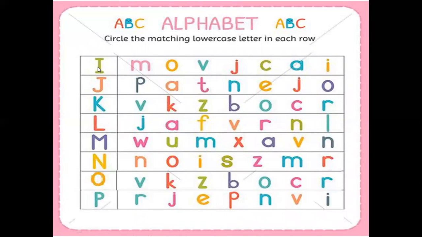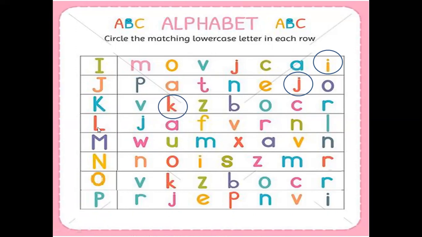I. Find out the I's. Small I, lowercase I. Where is the lowercase I? Here is the lowercase I. Now J, where is letter J? Here is letter J. Well done. K, where is K? This one is K? No, it's just like this, but it's small and it's our required letter because we are going to find the small k.